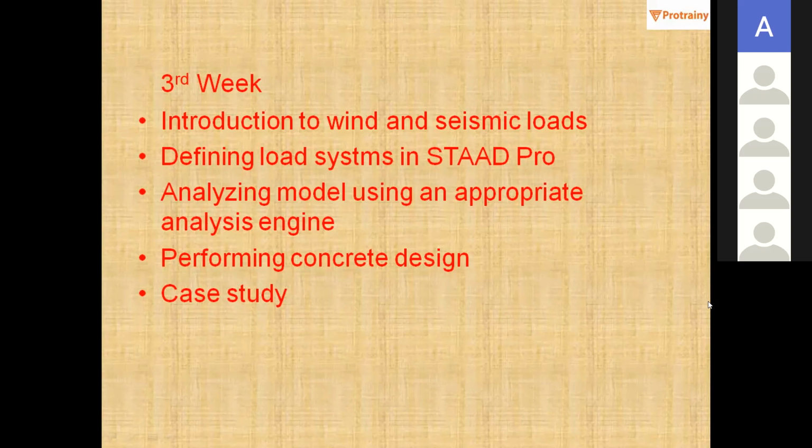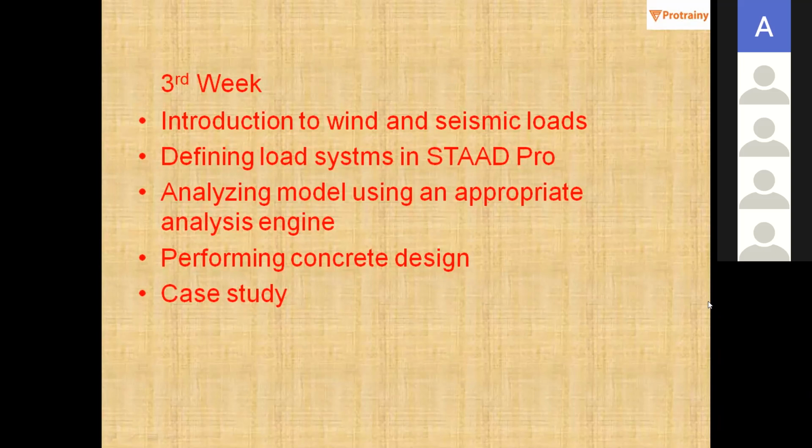So the points we are going to cover in the 3rd week of this course are an introduction to wind and seismic loads, and defining load systems in STAADPRO, because you can't put loads on STAADPRO willy-nilly. You need to go through a certain system in order to apply these loads. First of all, to define these loads and then to apply these loads on specific elements.